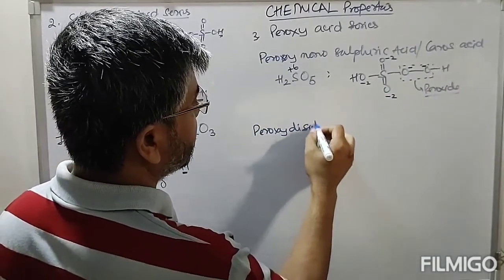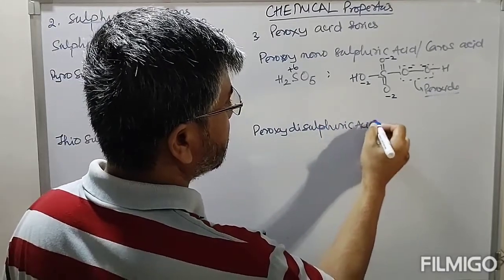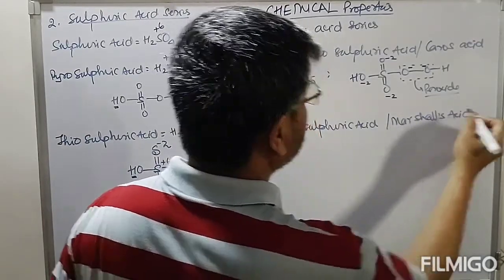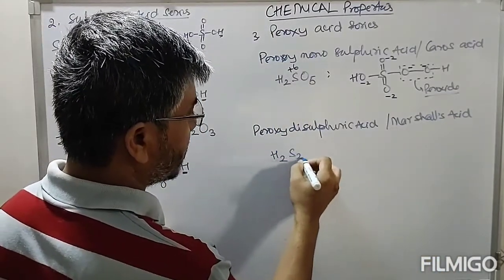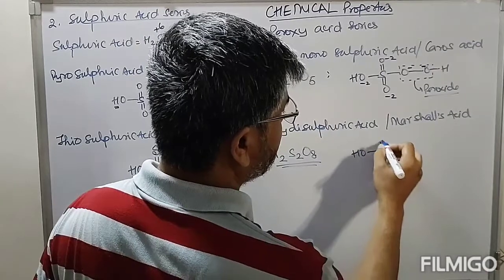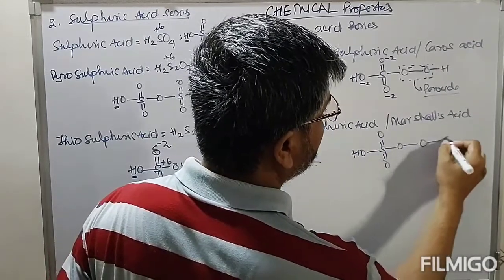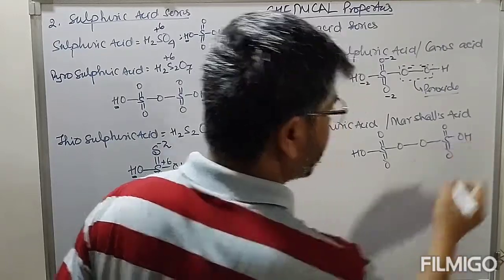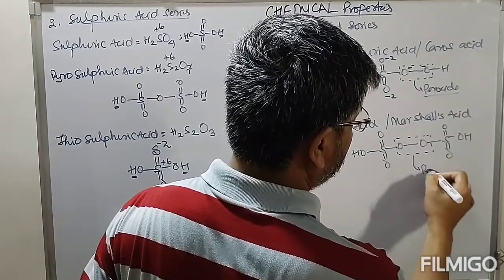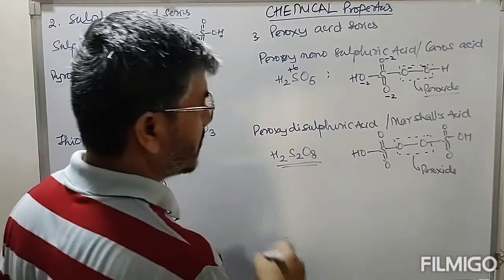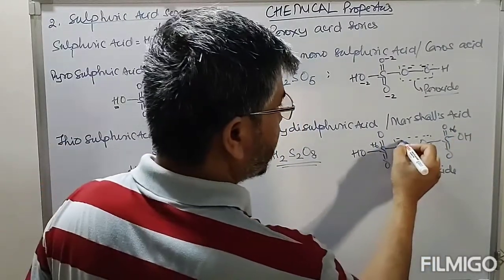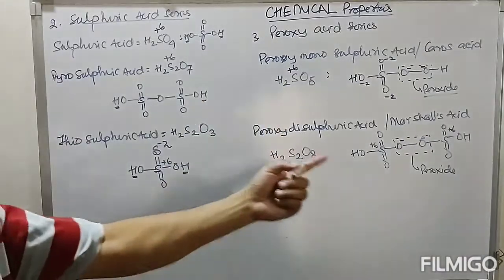The second acid is peroxydisulfuric acid, which is also known as Marshall's acid. The formula of the acid is H2S2O8. Structure is HO, sulfur double bond O, double bond O, O-O. Means between two sulfuric acid units there is a peroxide linkage. The oxidation state is again +6 here, +6 here. This is -1, this is -1. So this is the average oxidation state.